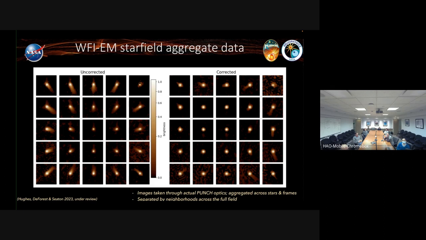So from the standpoint of the algorithm, a delta function is aberrated, right? Because it's not the uniform thing anywhere.